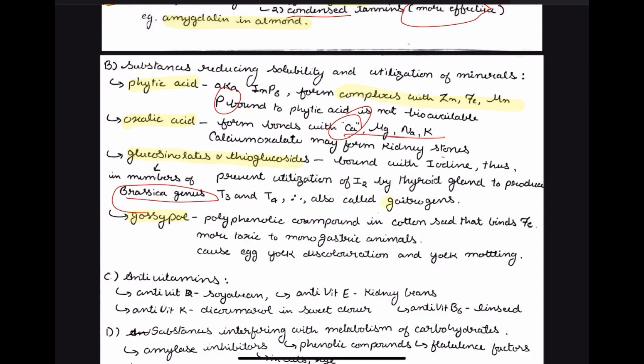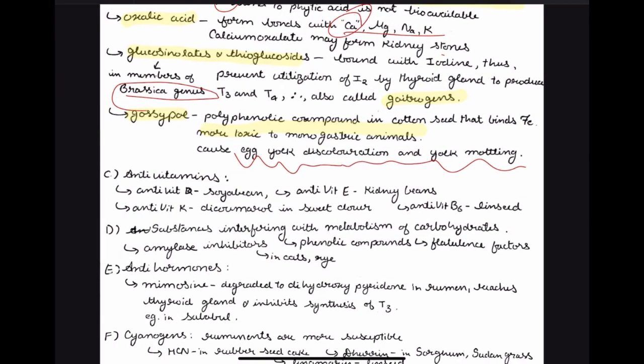They lead to goiter. And gossypol is a polyphenolic compound present in cotton seed cake, and it binds with iron. That is why the use of cotton seed cake should be very cautious. If you are using cotton seed cake in animal feed, then you should know that it may contain gossypol. And what will gossypol do? It will cause iron deficiency because it binds with the iron, precipitates it, and decreases the absorption. Gossypol toxicity is more common in monogastric animals, and it causes egg yolk discoloration and yolk mottling. This may be asked in the exam. They can ask you this point.